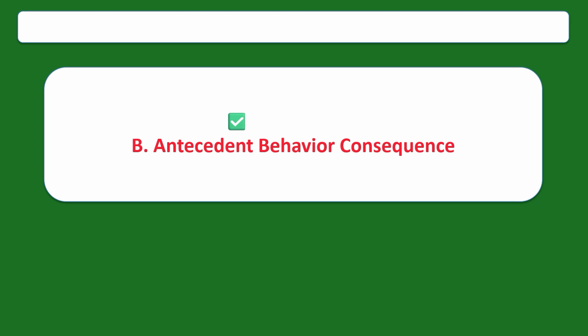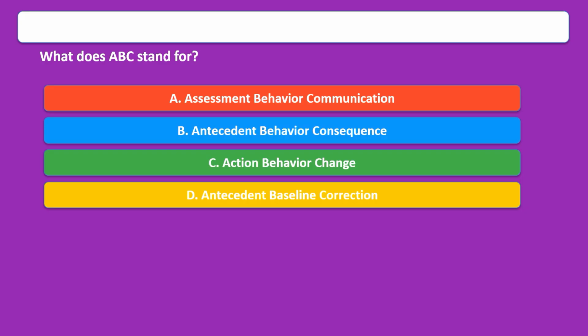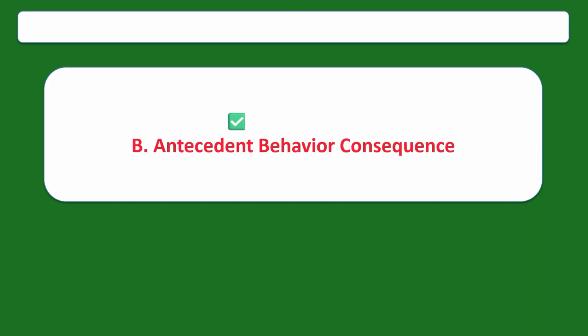Let's get started. Question 1. What does ABC stand for? A. Assessment Behavior Communication. B. Antecedent Behavior Consequence. C. Action Behavior Change. D. Antecedent Baseline Correction. Pause for 5 seconds. Answer. The correct answer is B. Antecedent Behavior Consequence. ABC data helps behavior analysts understand what happens before a behavior, the behavior itself, and what happens afterward.